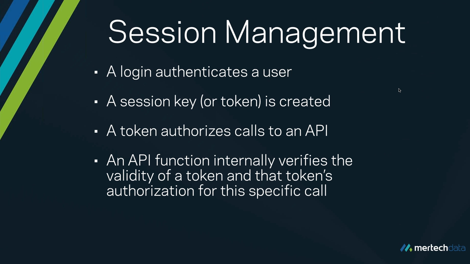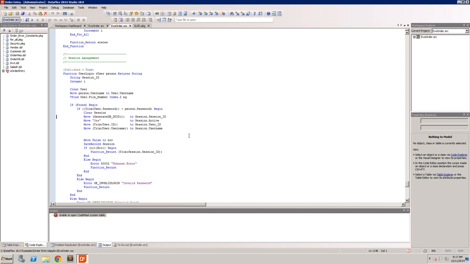So we're going to switch over here. This is the source code for our Evolution demo that's at evolution.mertechdata.com. Basically, the first call we're going to look at is this user login call. As you can see here, in the user login call, we receive a person. Now, in this case, on this server, we don't have any encryption. We don't even have hashing of passwords. It's just a demo server to play around with.